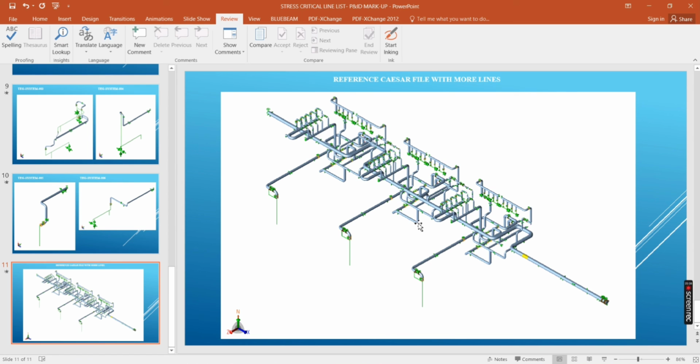Okay. So your lead engineer will decide. Based on the instruction from your lead engineer, you have to prepare the critical lines. Okay.